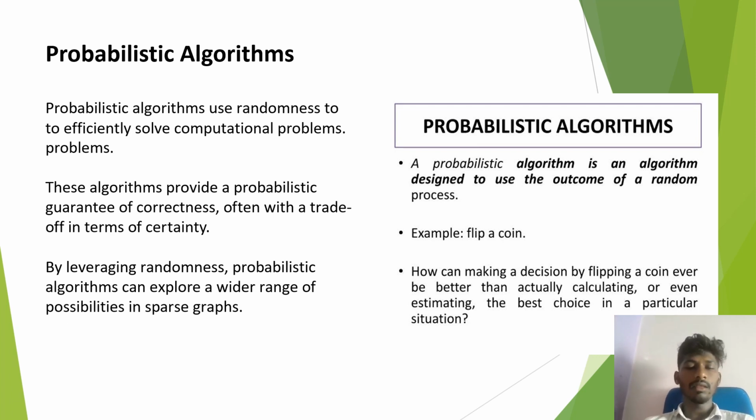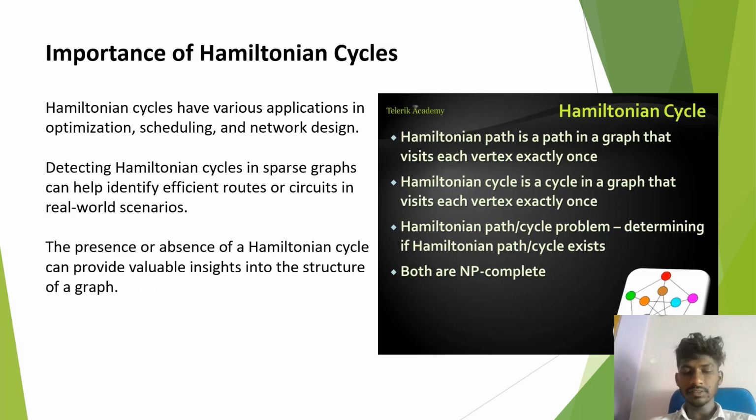Probabilistic algorithms. Probabilistic algorithms use randomness to efficiently solve computational problems. These algorithms provide a probabilistic guarantee of correctness, often with a trade-off in terms of certainty. By leveraging randomness, probabilistic algorithms can explore a wider range of possibilities in sparse graphs. A probabilistic algorithm is an algorithm designed to use the outcome of a random process. Example, flip a coin. How can making a decision by flipping a coin ever be better than actually calculating or even estimating the best choice in a particular situation?